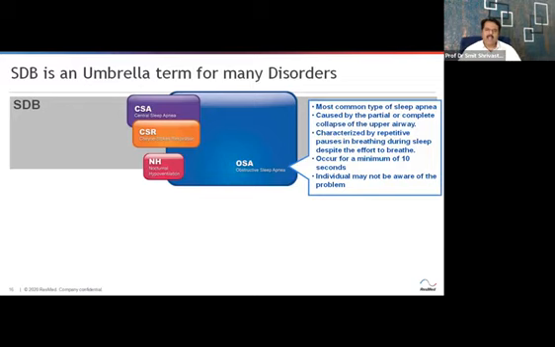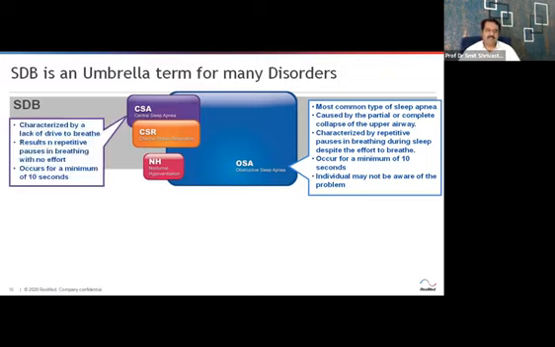The definition requires that apnea or hypopnea spells should be documented for more than 10 seconds. So that is what needs to be remembered. And more importantly, the individual usually is not aware of this problem. So one has to inquire from the individual or the patient's spouse whether this person snores and whether this train and station kind of thing is happening.